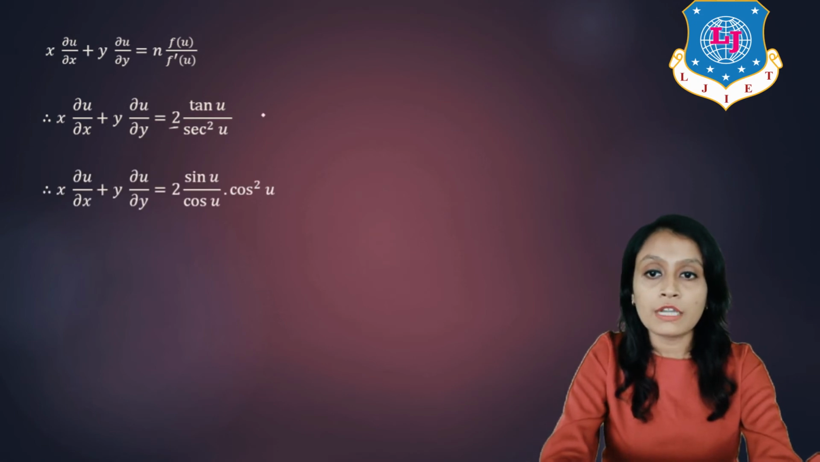So now we will convert everything in the form of sine and cos. So in place of tan u we have sine u upon cos u, and we know sec square u is equal to 1 upon cos square u.